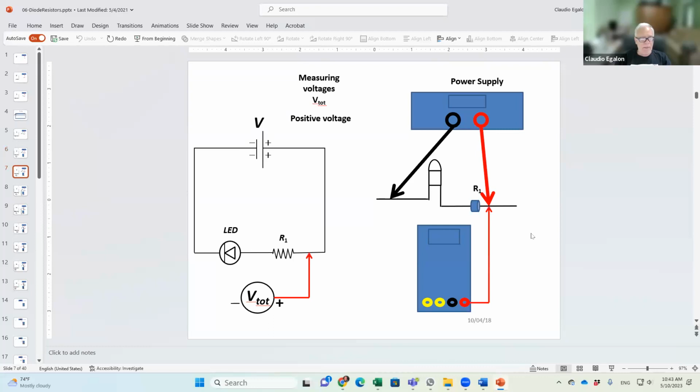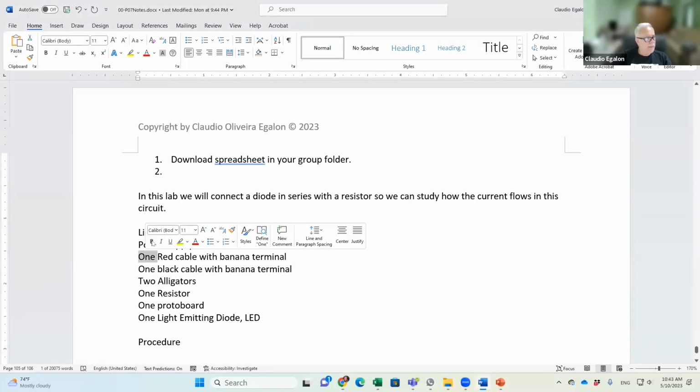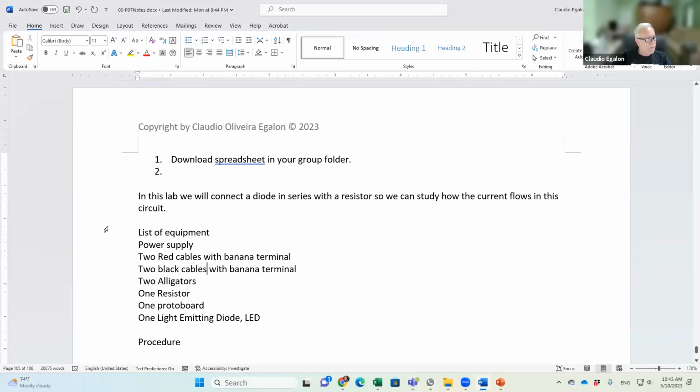And this multimeter is going to be connected to the extreme right of the resistor and the extreme left of the diode. Okay, so you're going to need two red cables and two black cables now. Two red cables with banana terminal, two black cables with banana terminal. Did I write down multimeter here? No, I didn't. Digital multimeter. Okay.